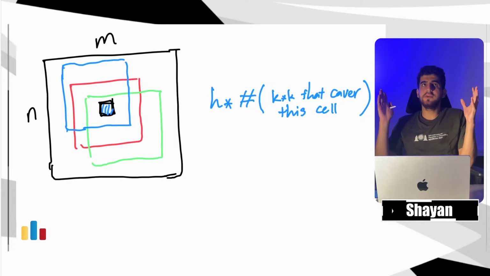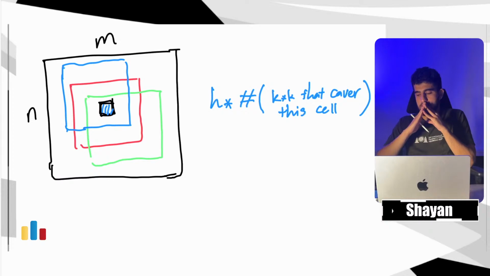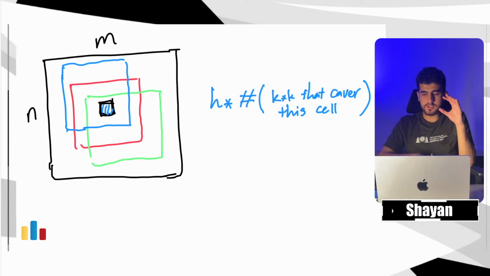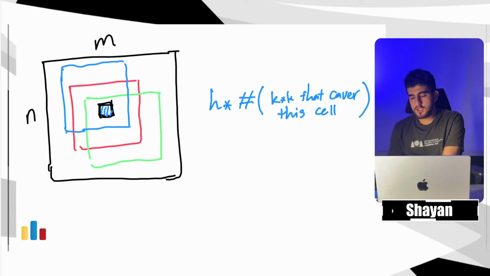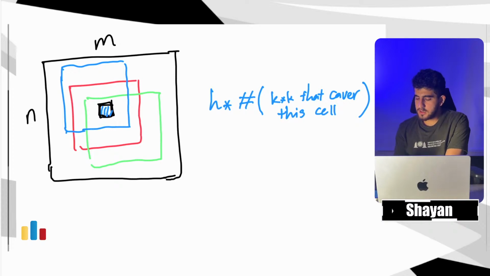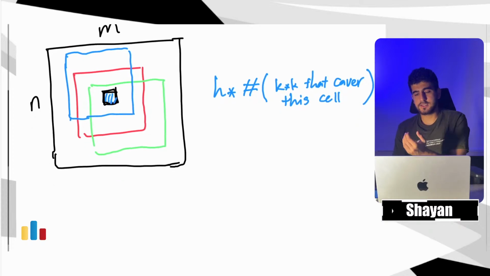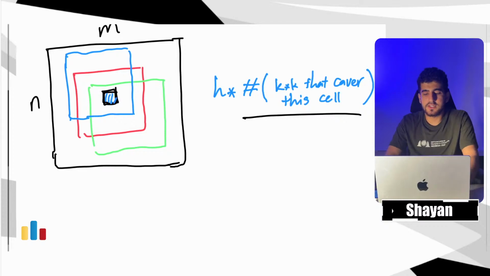I mean, this way, if we can find out for every cell how many K by Ks will cover this cell, we can just multiply them together and say that this is how much it contributes to your answer. If it is clear, next I can try to find out this value for every cell.